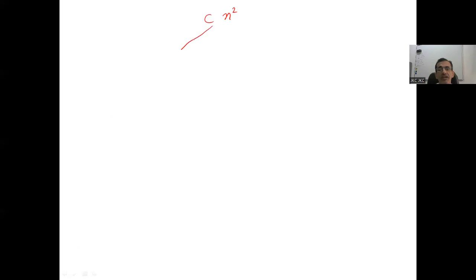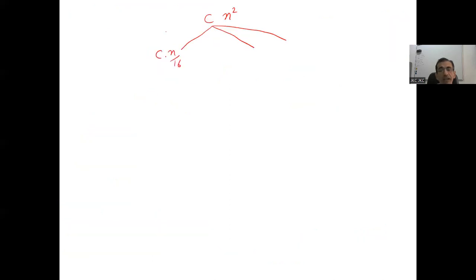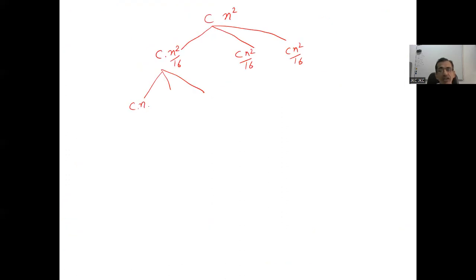So effectively what I am going to see is, you can easily see I have a Cn square at this level. Then I had C into n by 16. Let's see the previous one. Yes, Cn square by 16, Cn square by 16, Cn square by 16. At the next level I had Cn square by 16 square.